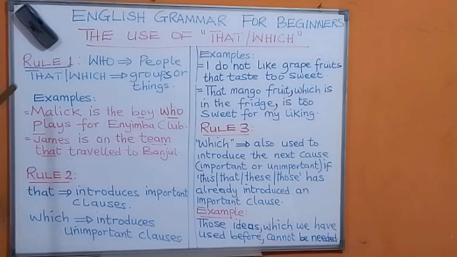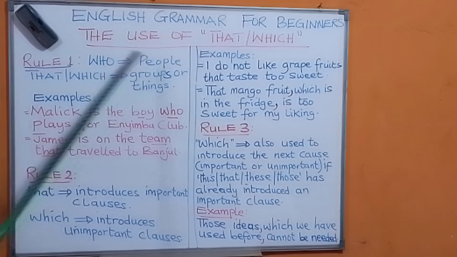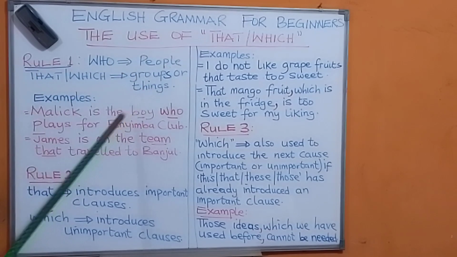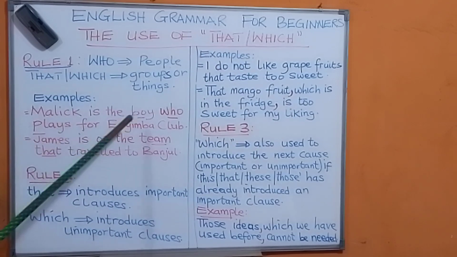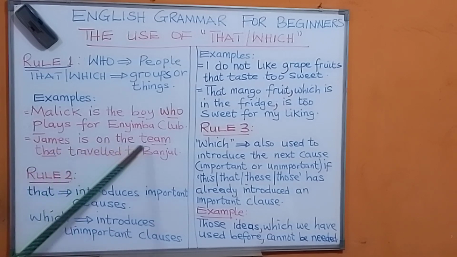Let's say it again. Rule number one, who. We use who for people, that and which for groups or things. That's rule number one. Malik is the boy, who, because he's a boy. But you say James is on the team, that's a team or group, that.